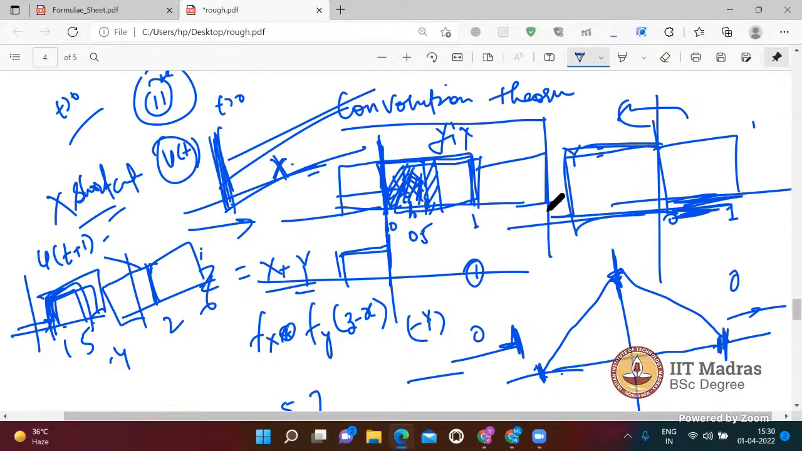Every time you calculate the area, you'll get the pulse in the form of a trapezium if the intervals are different. And if the intervals are the same, then you'll get a triangular pulse. You can also just Google it, convolution of two rectangular pulses, and you'll get a brief explanation. I hope that is more than sufficient.